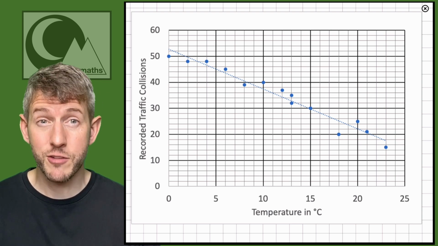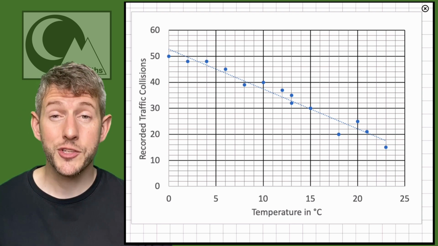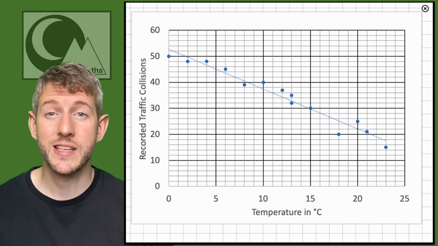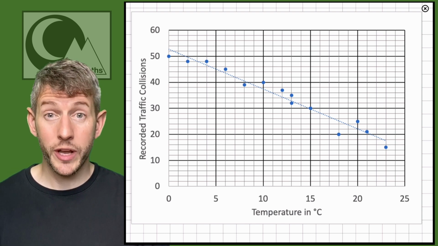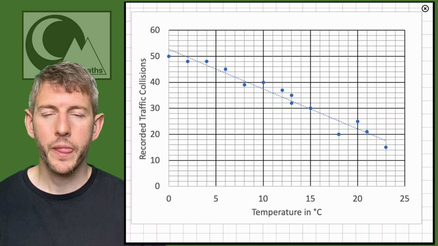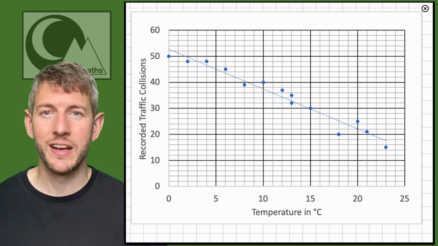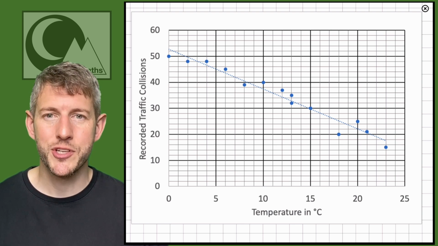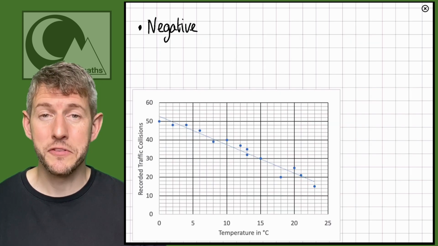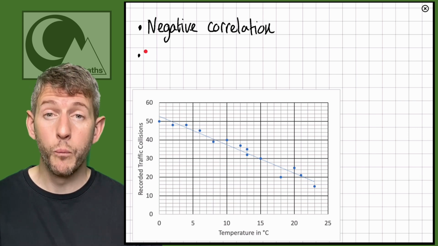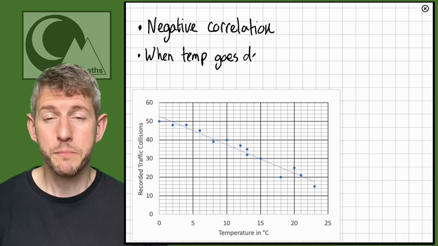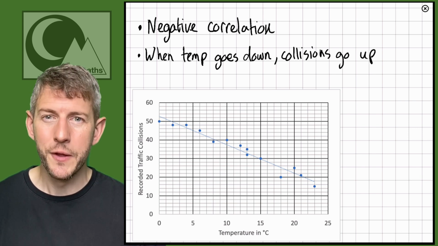I've used this scatter graph before. This is a scatter graph that shows the relationship between traffic collisions and temperature. Just as a quick recap of tutorial 69, we can see that the relationship between recorded traffic collisions and temperature is a negative correlation, which means that when one of them goes down, the other goes up, and when the other goes up, the other goes down.